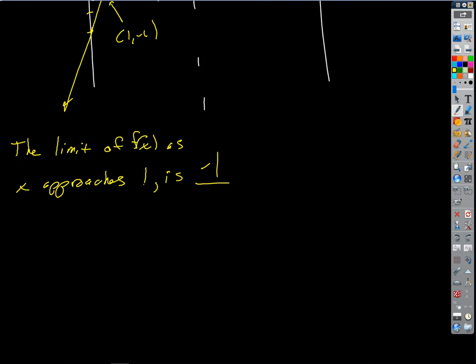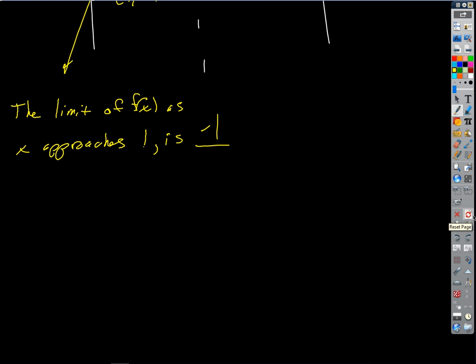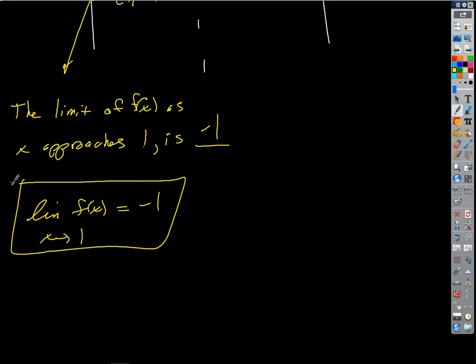Now there's a shorthand notation for this, right? In calculus, we don't want to use all those words. That's not math, right? We want to condense that into something more efficient. So we would say it this way: the limit of f of x as x approaches +1 is -1. Okay, that's our way of making that statement, right?